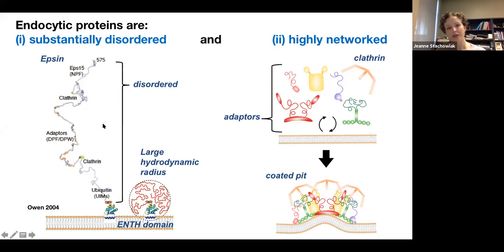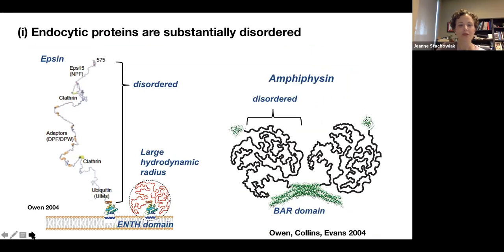But then the other thing that these disordered regions are responsible for is forming these multivalent networks among proteins. And this is an area that's just beginning to be explored. Many of the experiments in the field have really just looked at one protein at a time, but relatively little is known about these networks. So in the second bit, we'll talk about what we're learning about the networks. Okay, so first let's talk about these disordered domains.